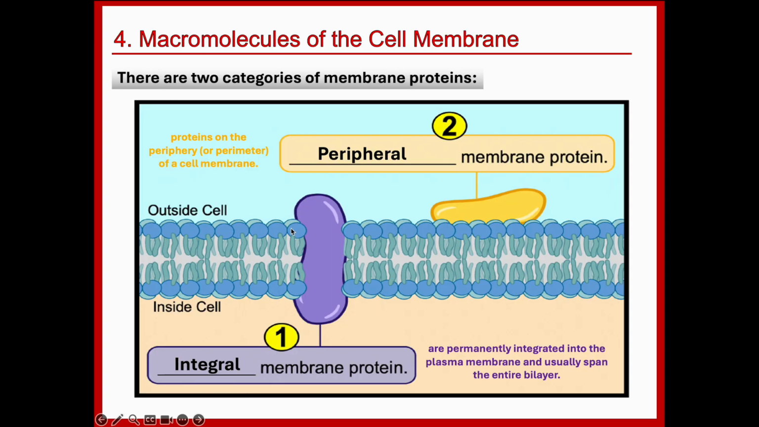So I just want you to know that, remember we talked about these proteins that are sometimes in the cell membranes? Well, sometimes we have some that are called integral membrane proteins because they are permanently integrated into the plasma membrane, and they usually span the entire bilayer. They're from one end on the outside to the inside. Other proteins on the periphery, we call them peripheral membrane proteins, just on one side. They're on the perimeter of the cell, right? Just on one side, the inside or just the outside, and they're kind of just laying there to communicate.